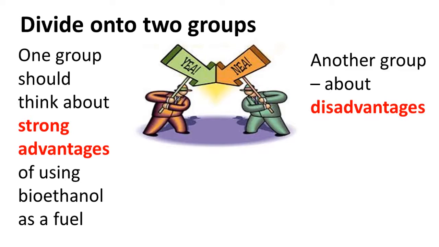Now please divide into two groups. One group thinks about strong advantages of using ethanol as a biofuel. Another group will take the opposite side of this statement. You should prepare the debate speech. Time for preparing is 50 minutes, for the speech 5 minutes, and polemic time 5 minutes for each team.